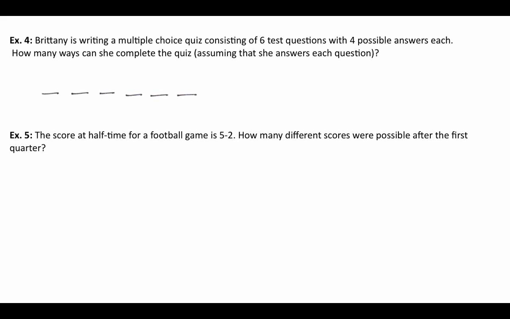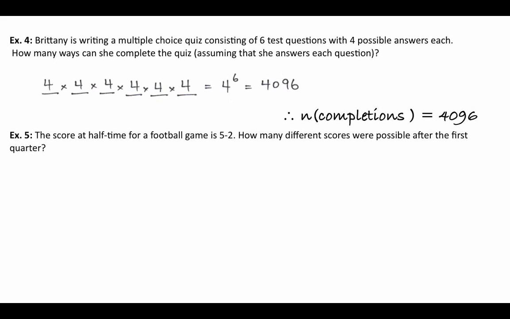Now, at each stage, she's got 4 possible choices. Say she's got A, B, C, or D. Now, we've removed the option for her to leave it blank, which would introduce a 5th option. But for right now, she's going to fill in a bubble. She's going to guess, even if she's not sure. So that means she's got 4 choices for the first question, 4 choices for the second question, and so on, all the way through. So really it's just 6 stages, 4 choices at each stage, 4 times 4 times 4 times 4 times 4 times 4, 4 to the exponent 6. So she's got 4,096 possible ways she could complete the test if she answers each question.